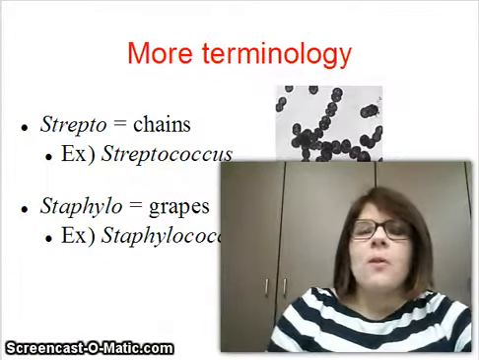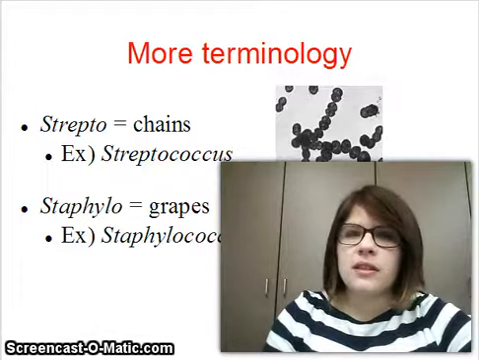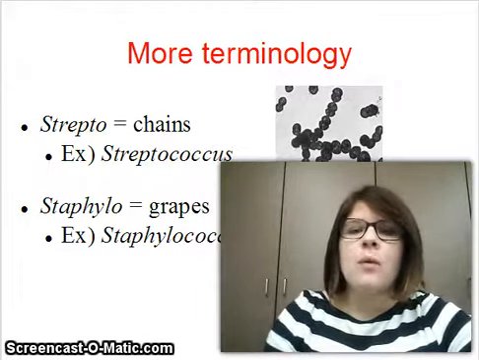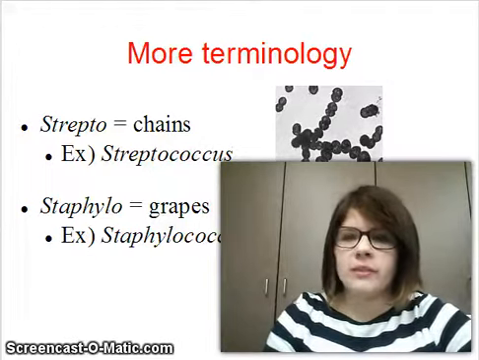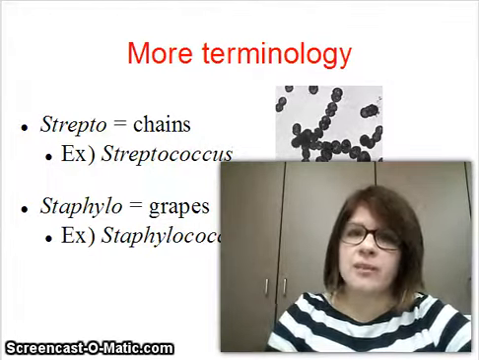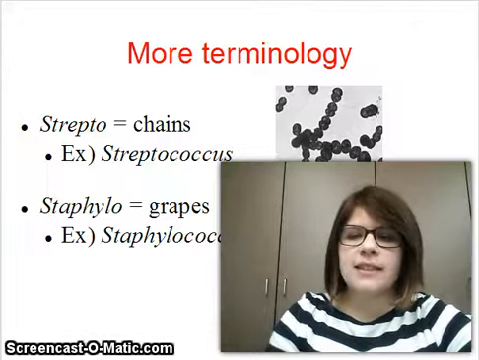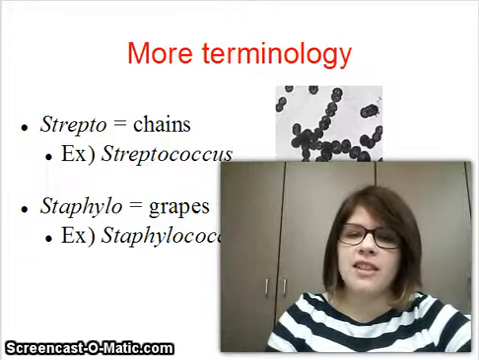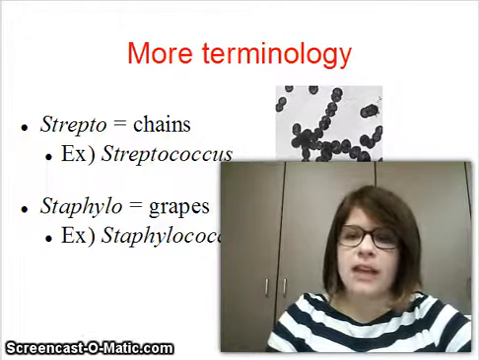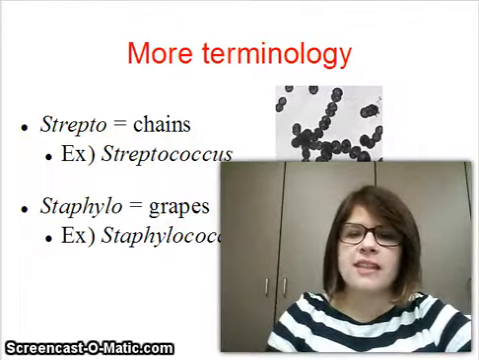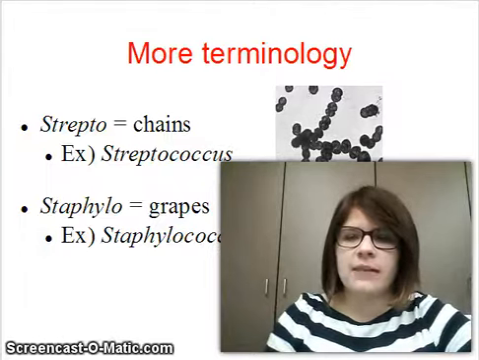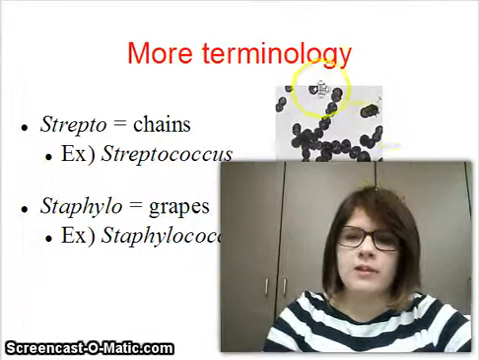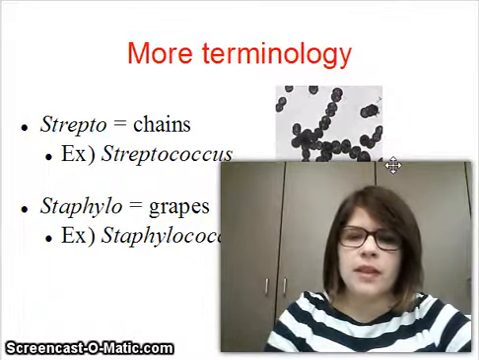Now, when we name these, we don't just use the spirilla or the cocci or the bacilli. We actually use more. You've heard of Streptococcus. You might have had Streptococcus. Streptococcus is going to be strepto, meaning chains, and coccus, meaning round. So we're going to have long chains of round-shaped bacteria. As you can see here, this would be more like what Streptococcus would be.